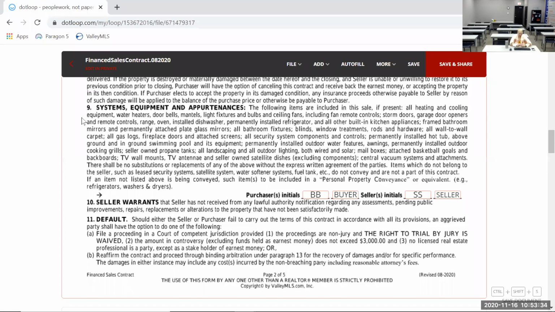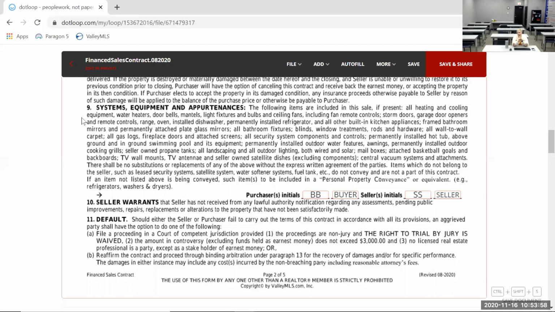Now, if they have a security system and they do not own the security panel, then you need to put in the MLS that the security panel is not owned by the seller and will be returned, and that the seller will patch the holes where it came up. We don't see that too much, but we do see it come up.